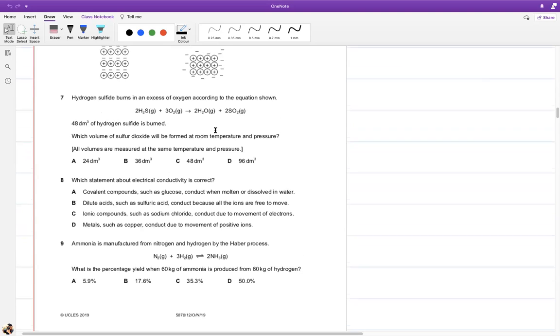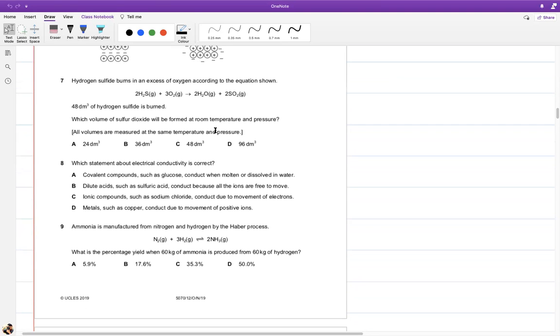Yes, Amna, right. Hydrogen sulfide burns in an excess of oxygen according to the equation shown below. 48 dm cube of hydrogen sulfide is burned. 48 dm cube tells me that this thing, it's a gas, right? So we know the volume of this thing, that's 48. Which volume of sulfur dioxide will be formed at room temperature and pressure? So we want to figure out this.